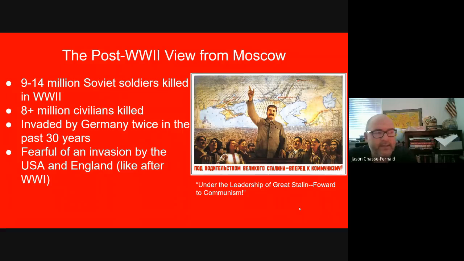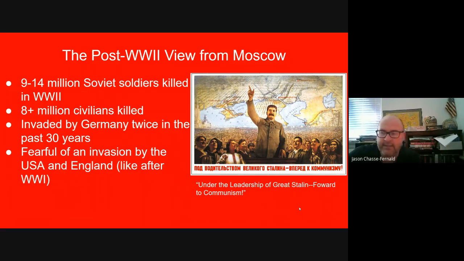Nine to 14 million Soviet soldiers were killed in World War II. Estimates range from 8 to upwards of 20 million civilians killed in the Soviet Union. Russia had been invaded by Germany twice in the previous 30 years. The Soviets are fearful of an invasion by the United States and England, similar to what had happened after the First World War.